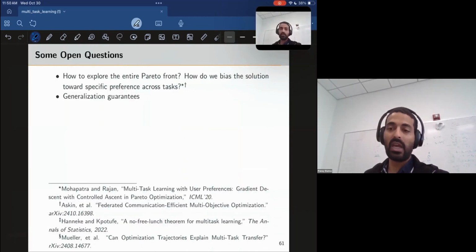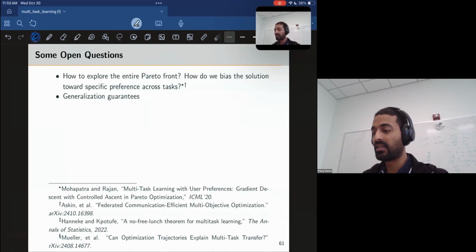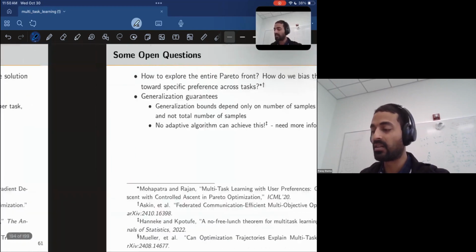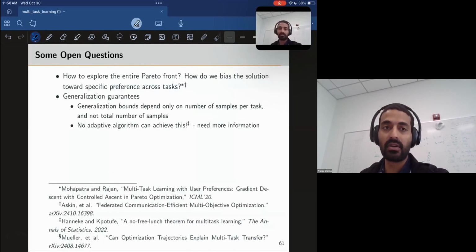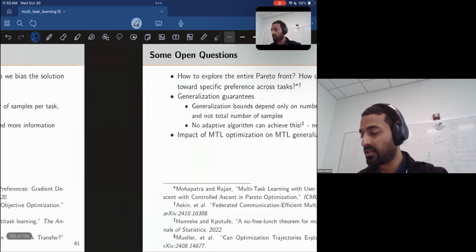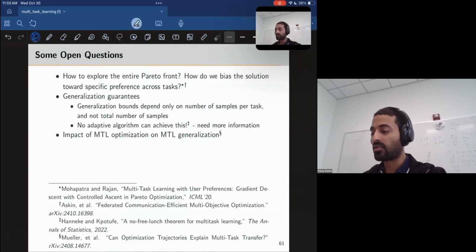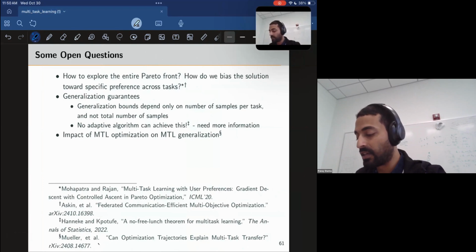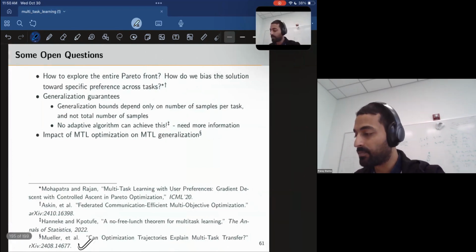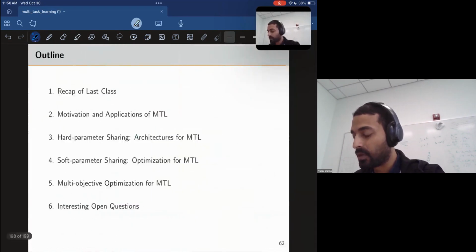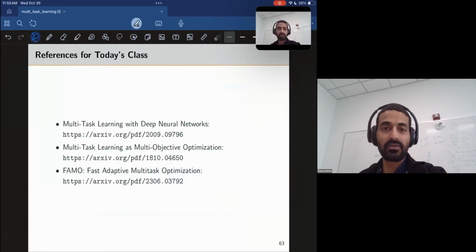Second, whenever we do ML, we want some kind of generalization guarantees. It turns out for multitask learning, there are a lot of not understood questions. And finally, the impact of optimization on multitask learning is also not very well understood. I would encourage you to look at this very recent paper. These are the references for the lecture.